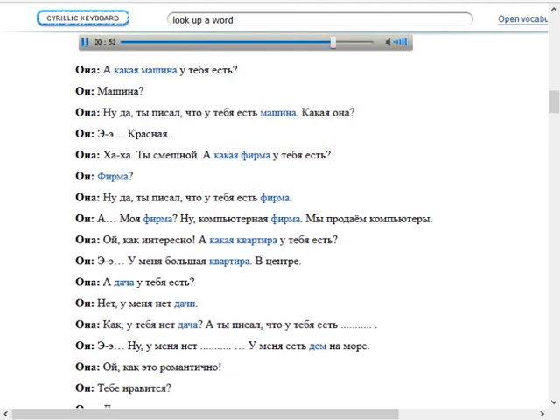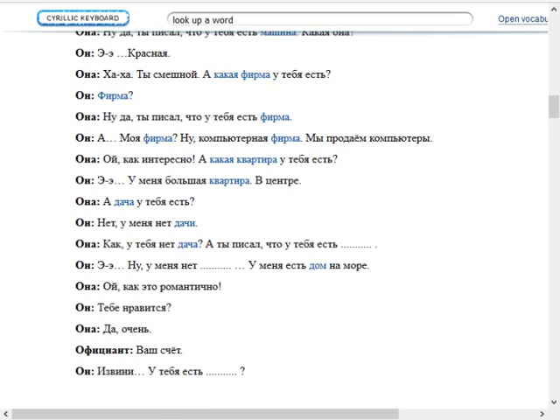Ой, как это романтично. Oh, how romantic. Тебе нравится? Do you like? Да, очень. Ваш счет. Извини, у тебя есть деньги?